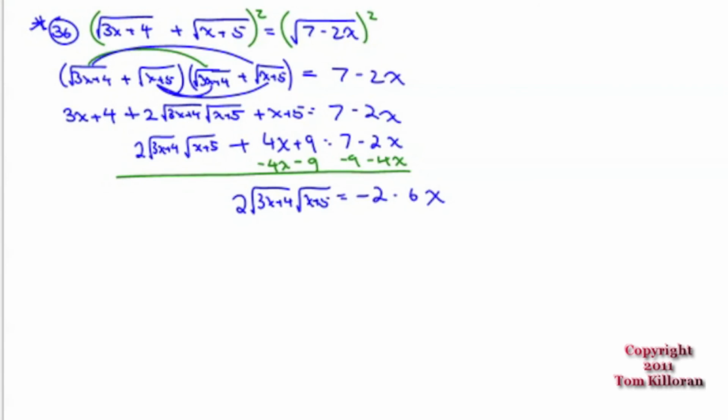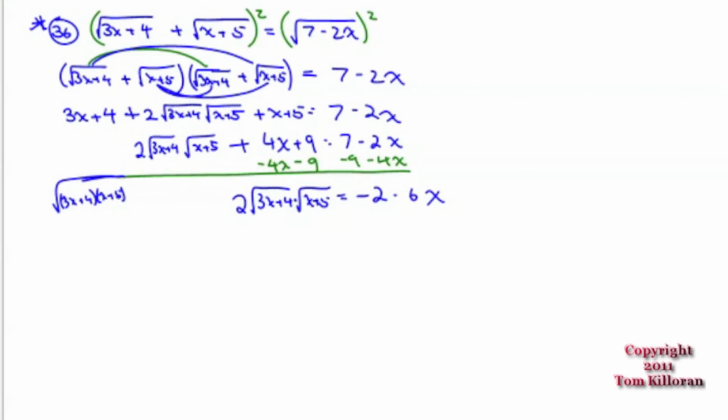Have I made any mistakes? I hope not. So are those two being multiplied, or are they just together? These are multiplied. There's just no dot in here. You could write it as the square root of 3x plus 4 times x plus 5, using that property of square root of a times square root of b is square root of ab. There's no difference.